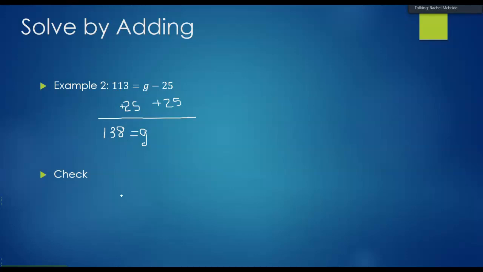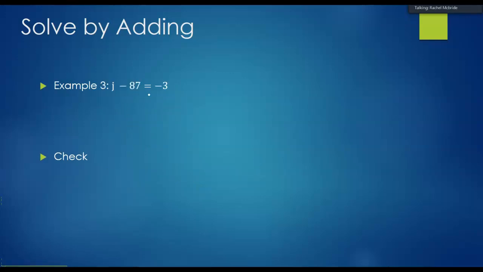How do we check? Well, we check by plugging back in. Is 138 minus 25 113? See, Madison gave me a head nod. Yeah. So we're good. It checks. We move on.